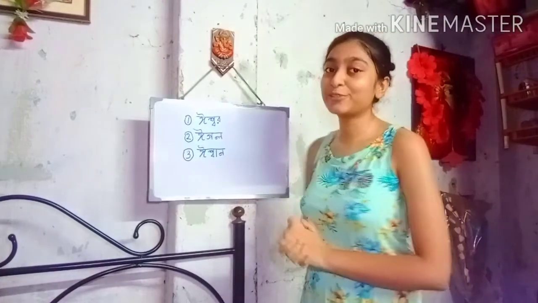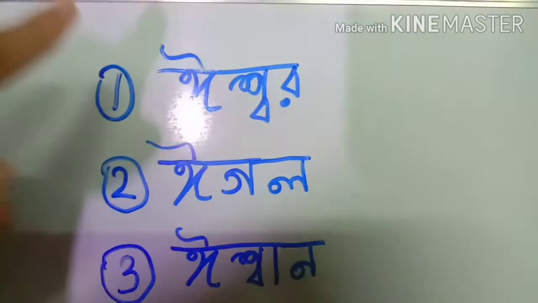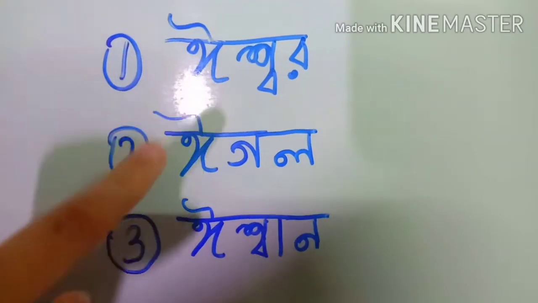Have a close look at them. Here are the 3 examples with a closer view. So it's Ishwar, Eagle, Ishan. You may have noticed that the letters Hoshroi and Dirghoi are both pronounced similarly, as E, but the names of these two letters are different. Number one is Hoshroi, number two is Dirghoi. The names of both letters are different, but the pronunciation is the same, both pronounced as E.